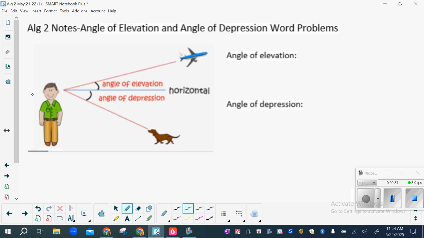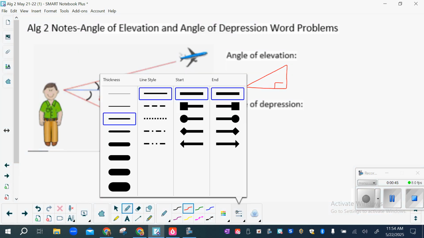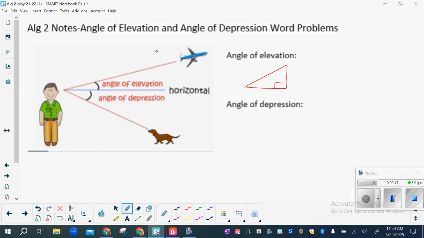Okay, so angle of elevation. Here's an example of angle of elevation. Here's a right triangle. So this angle here is your angle of elevation. Your right triangle, the horizontal, and going up here is your angle of elevation. Okay. So angle of depression.